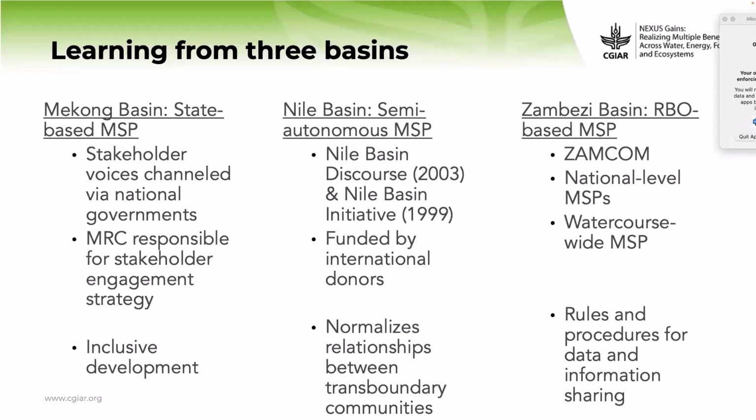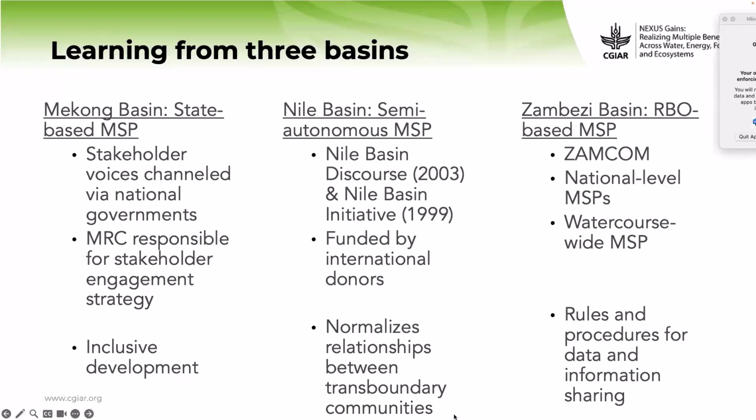And so, as I mentioned, we looked at three different RBOs or basins and how they approach the design of MSPs. The first one is the Mekong Basin, which is really what we call a state-based MSP. In this basin, national governments really have the responsibility to involve and integrate stakeholders at the national level up to the basin level. And so it really falls on them to incorporate stakeholders. The MRC, or the RBO in the Mekong, is ultimately responsible for stakeholder engagement at the basin level, but they rely on these governments to ensure the involvement of their stakeholders.